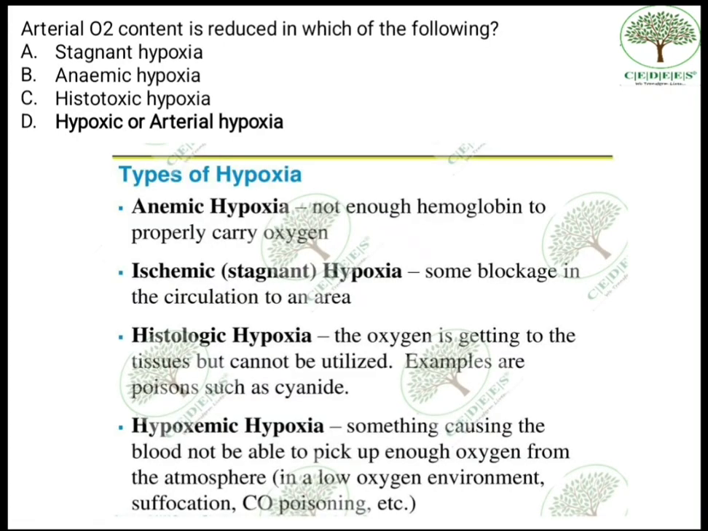Now the first question is, arterial oxygen content is reduced in which of the following? The options being stagnant hypoxia, anemic hypoxia, histotoxic hypoxia, or the hypoxic or arterial hypoxia. So basically these options are the four types of hypoxia, and we have to answer in which of these types of hypoxia would your oxygen content fall.